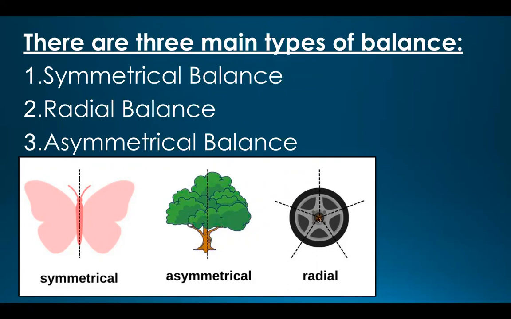And then the type we're really focusing on for our project is radial design. And that means you have a center point. And when you break off sections from that center point, each section is the same radiating out from the center. An example of this would be a tire.